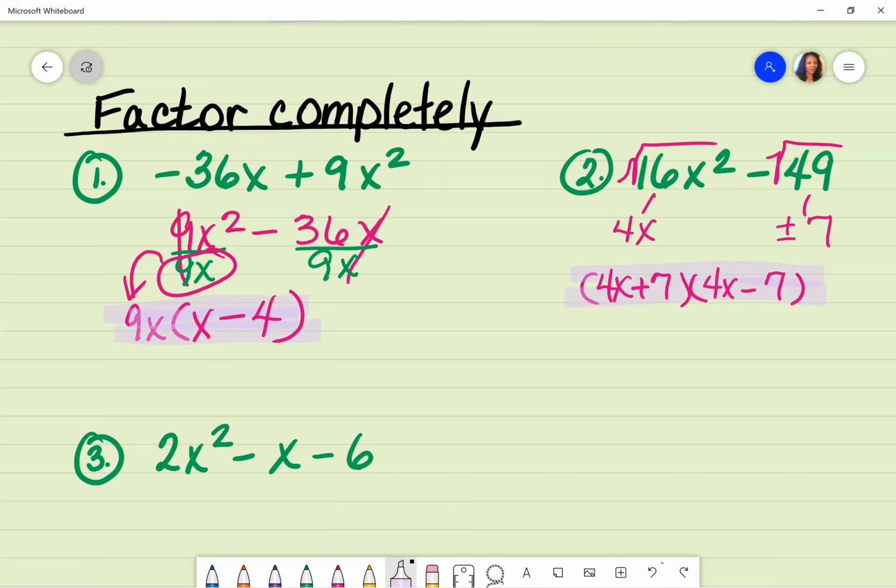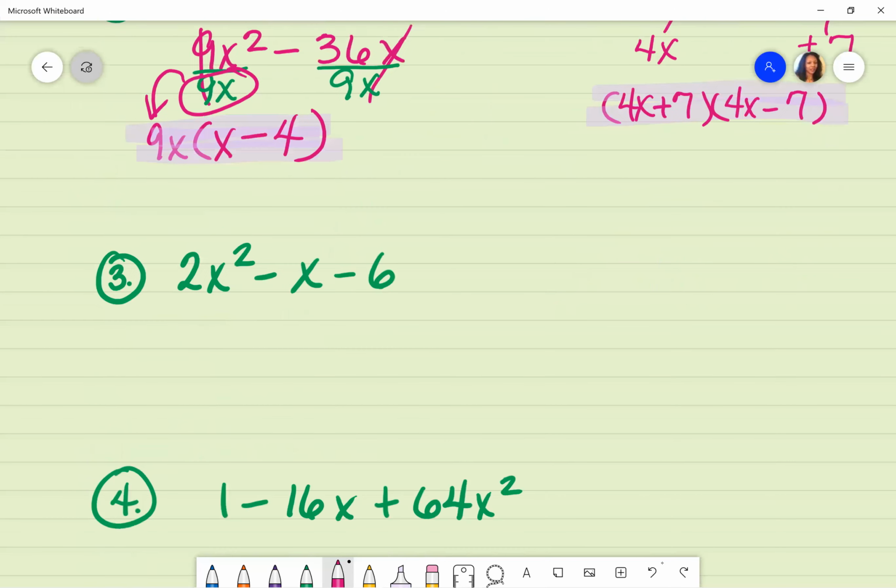Let's see here. And if I want to know if I'm doing it correctly, again, multiply it out. 4x times 4x is 16x squared. That's what I started with. The middle term will go away because there's a plus and a minus of the same number. And then the last term, 7 times negative 7, will give me that negative 49. That's how you know you're doing it right. Take the time to go back and check your work.